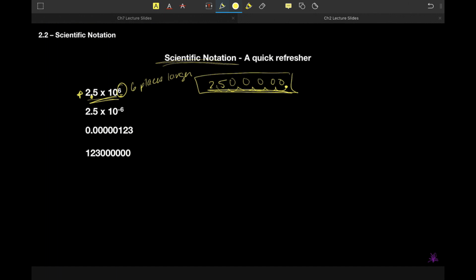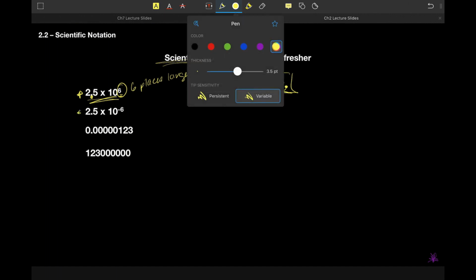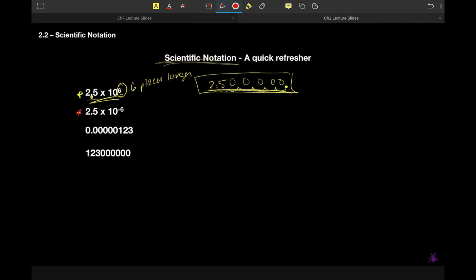Here, when we're talking about 2.5 times 10 to the negative 6, negative 6 means 6 places smaller. That's what that scientific notation says. So that means from where we stand, 2.5, I need to go 6 places smaller. 1, 2, 3, 4, 5, 6, which means I'm going to add 1, 2, 3, 4, 5 zeros to the front end of that value. So this number and this number, again, exactly the same, just a matter of how we express it, okay?